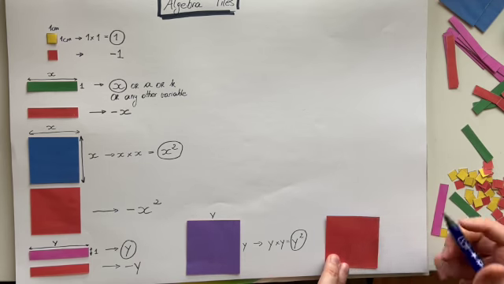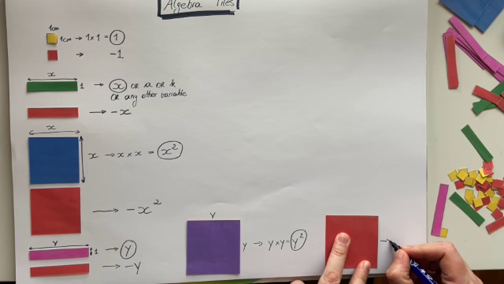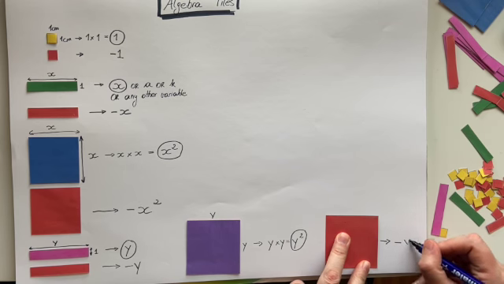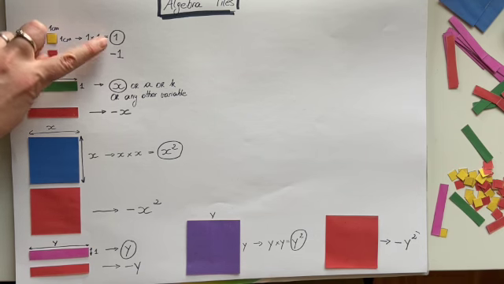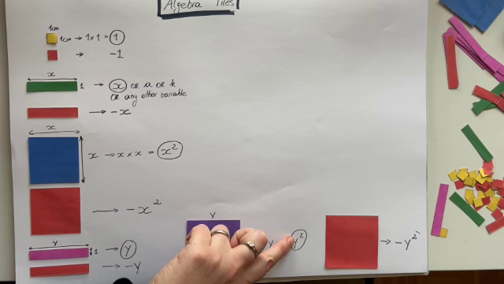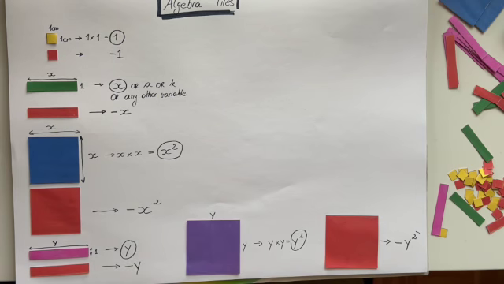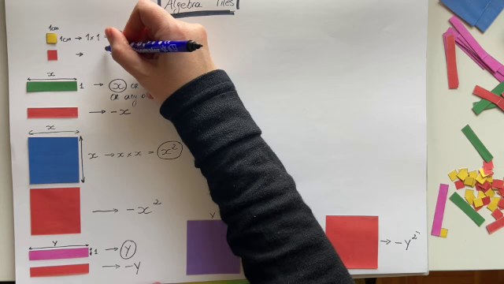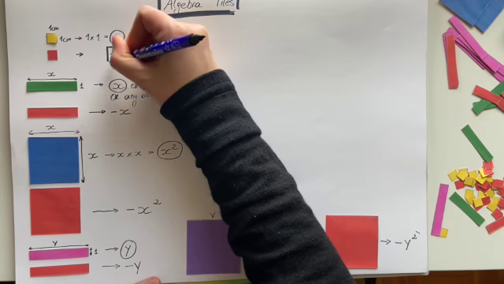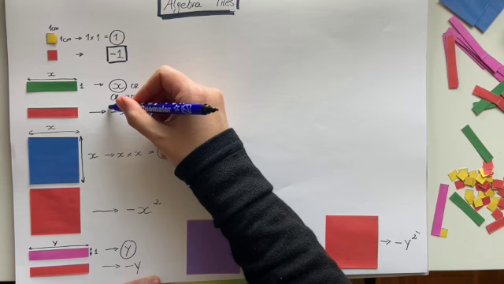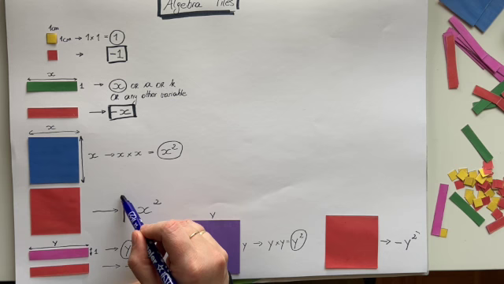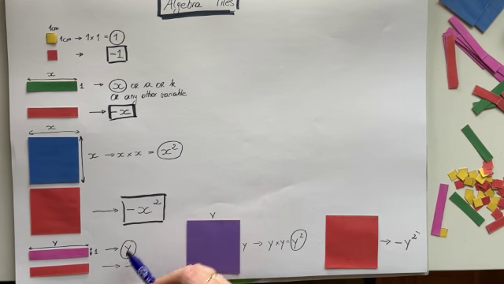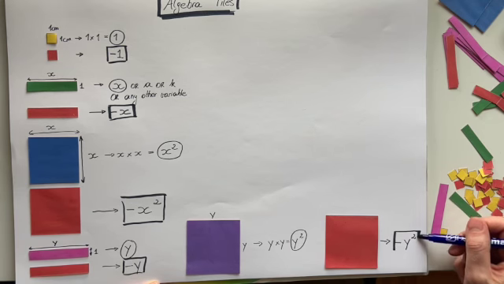And you already know the same in red will represent negative y squared. So we have our positives being represented by our colored, and the negatives are always red. No matter which shape, the negatives are always red. And we have that last one here.